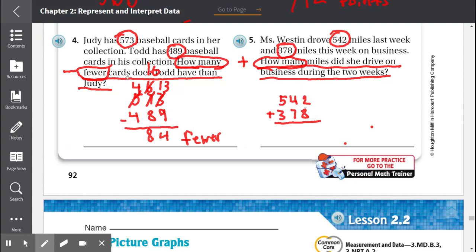Now we add the ones place. 2 plus 8 equals 10. We carry our 1. 1 plus 4 equals 5. 5 plus 7 equals 12. We carry our 1 over to the hundreds place. 1 plus 5 is 6. 6 plus 3 is 9. So during the 2 weeks, she drove 920 miles.